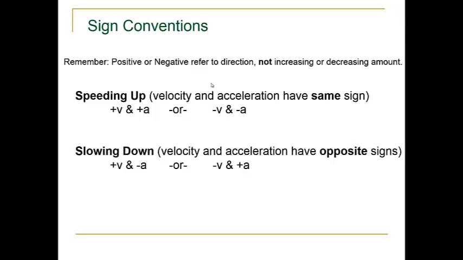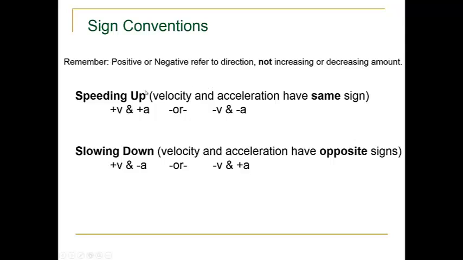So when you're looking at positive and negative, you're talking about the directions, not increasing or decreasing in amount. So you're looking at which way is your acceleration going. Is it going in the same direction as your motion, or is it going in an opposite direction of your motion? So you're said to be speeding up if your acceleration and your velocity have the same sign.